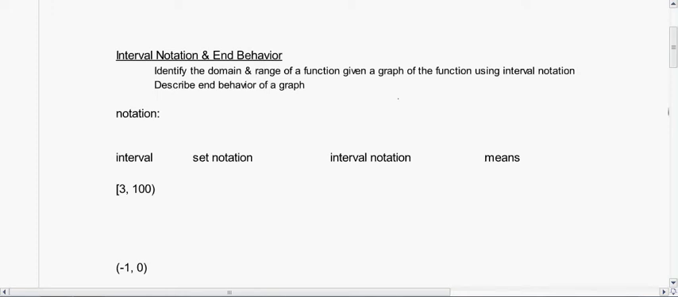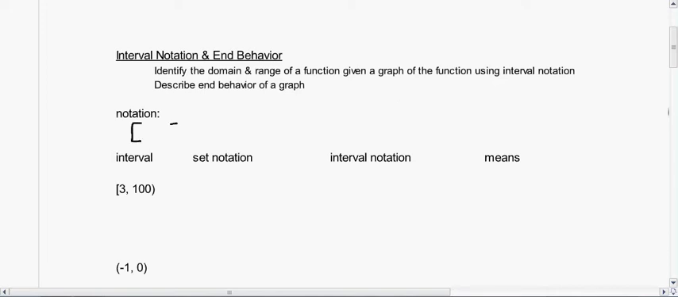This video is about interval notation. Interval notation is used to describe the domain and the range of a function in a pretty compact way, so you don't have to write it out in words. I'm going to be showing you interval notation and something called set notation. The interval notation looks like this.